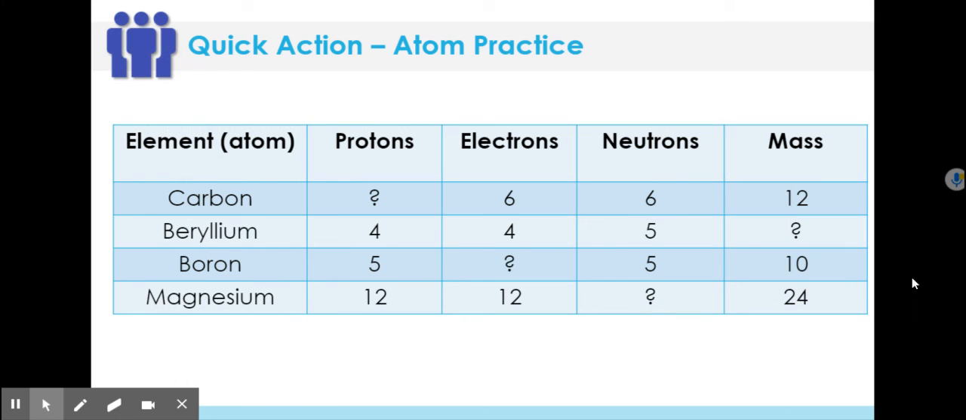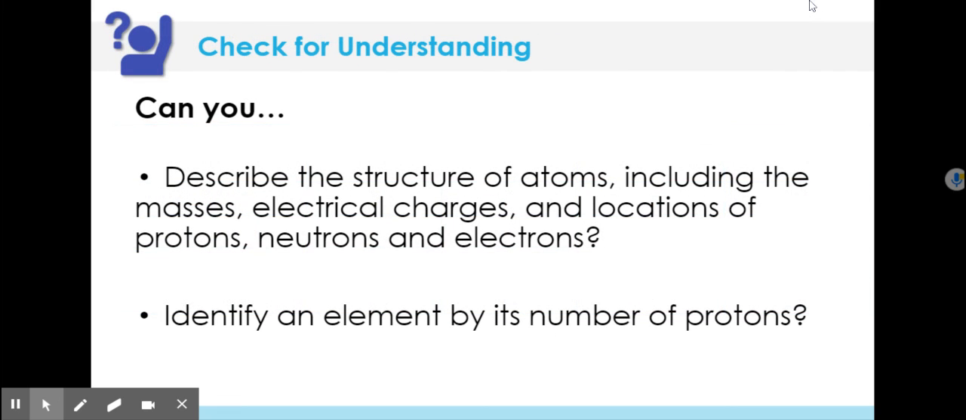In this chart, you guys are going to go through and practice on your own. This one, you're going to tell me how many protons they have. This one, I want the atomic mass. This one, I want how many electrons. And this one, you're going to tell me how many neutrons. And once you're done with that, you can go ahead and turn it in.